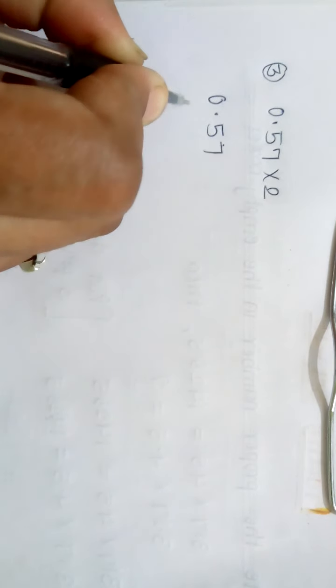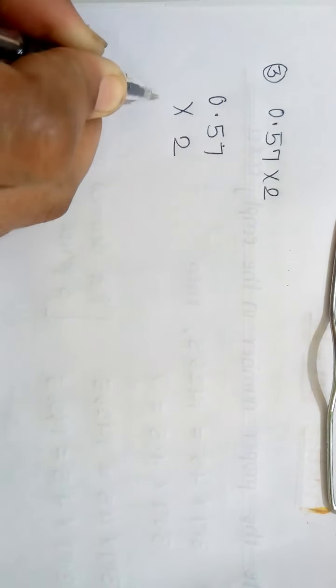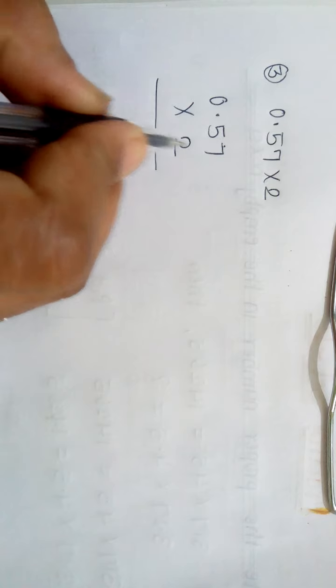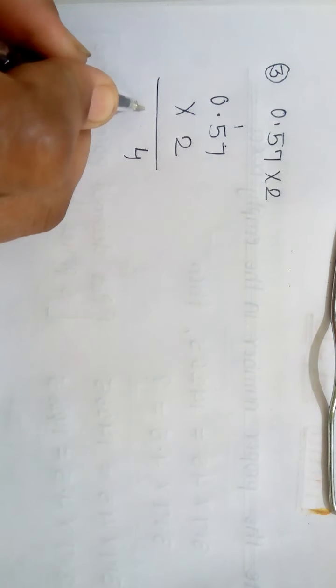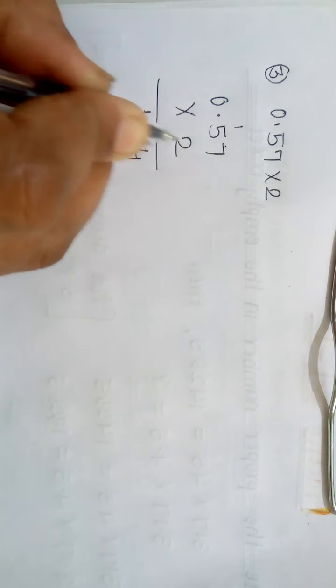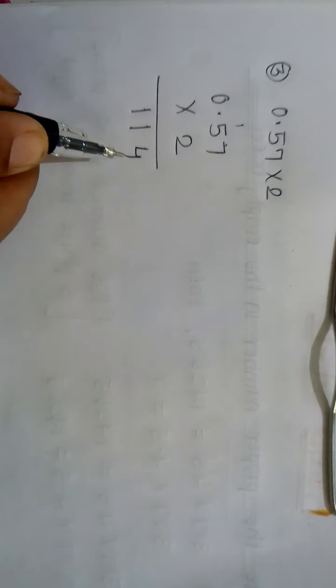0.57 into 2 vertically. Directly we will multiply in this example now. See here, 2 sevens are 14, 1 carry. 2 fives are 10, 10 plus 1, 11. So here without the point, the answer is 114.